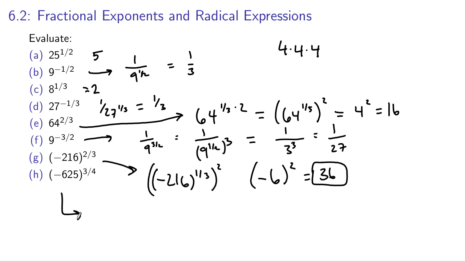And last but not least, h, we would have minus 625 to the 1/4, all cubed. Here we have an even power, 1/4. So this would be the 4th root of negative 625. Since it's an even power, we can't use a real number to get to a negative answer. We can't multiply a number by itself an even number of times and get a negative. So the answer is no real number solution.